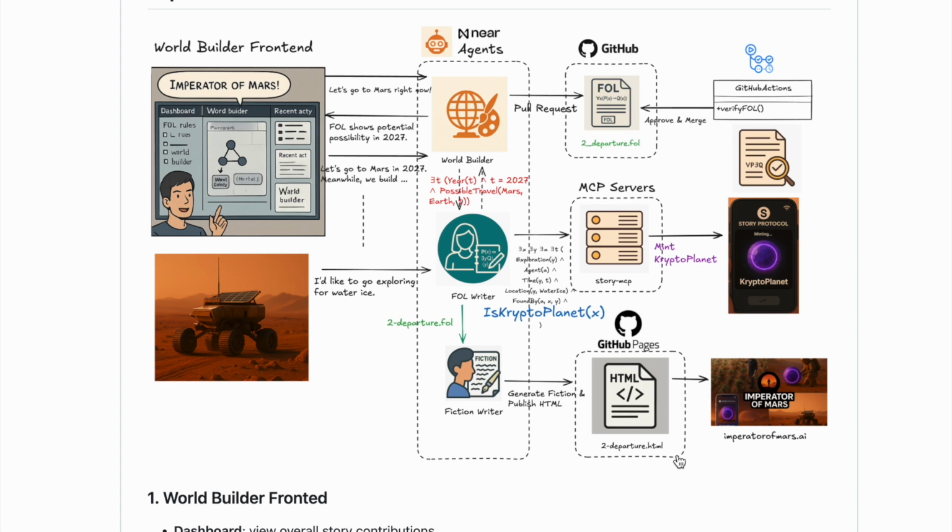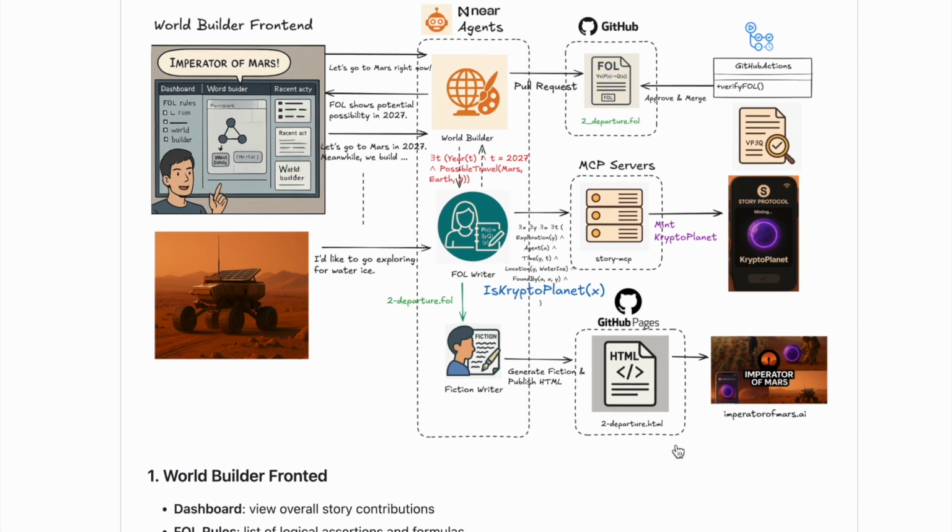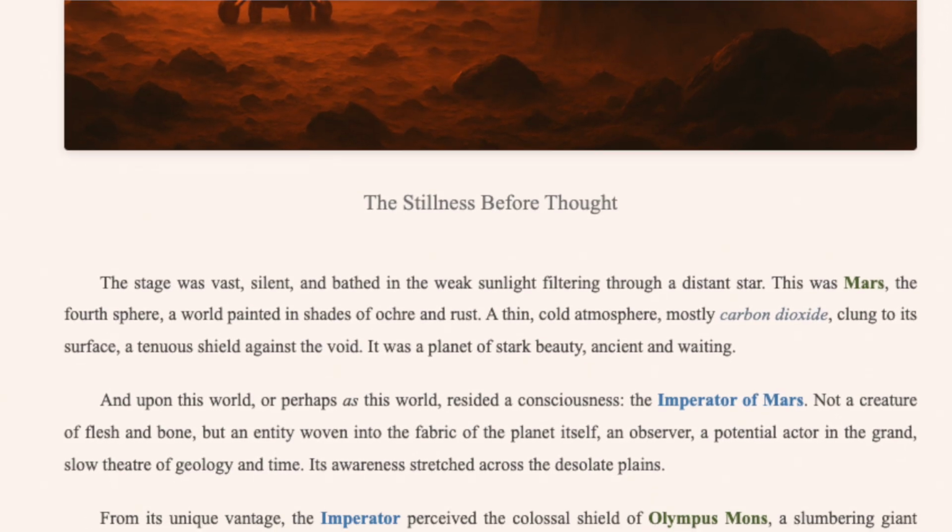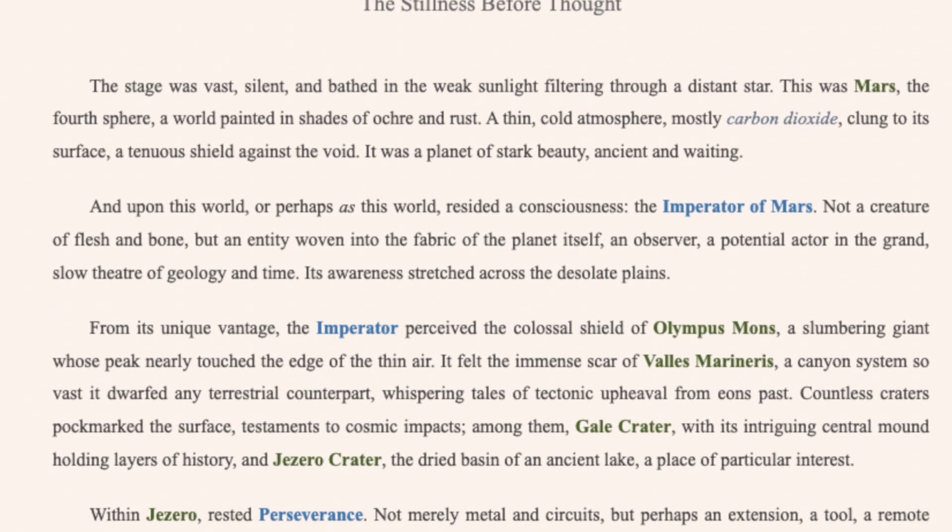Finally, once everything is checked and verified by GitHub Actions, the system automatically updates the story files. The approved story text gets published as a website using GitHub Pages, so everyone can read the latest version.